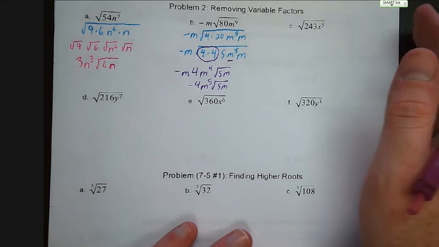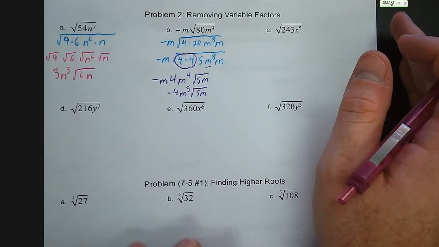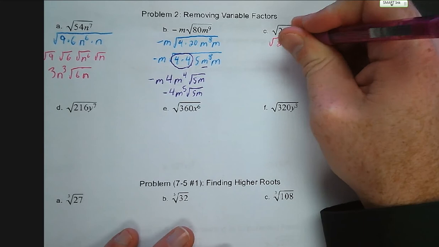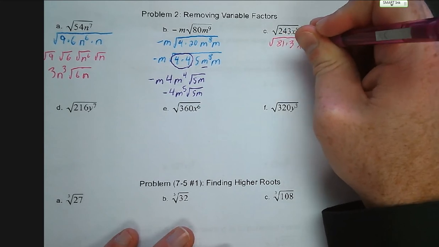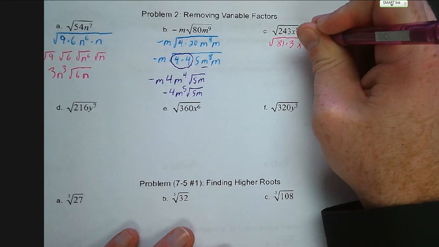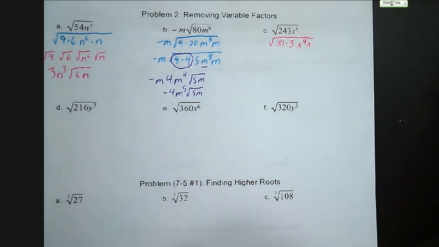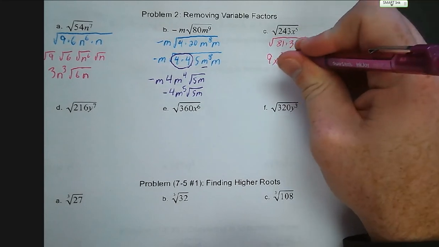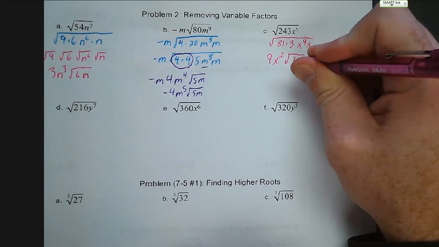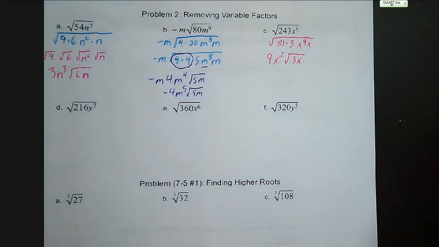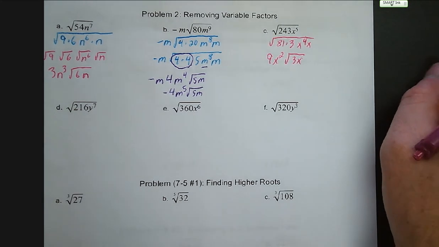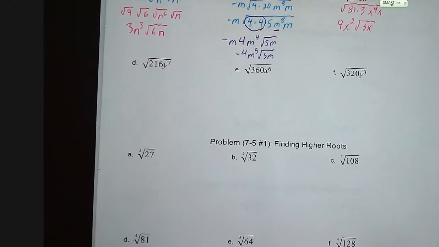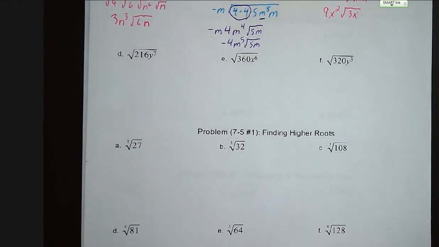Letter C, the square root of 243x to the 5th. We rewrite that as the square root of 81 times 3x to the 4th times x. And when we do that, square root of 81 is 9. Square root of x to the 4th is x squared times the square root of 3x. 9x squared times the square root of 3x. Okay. Why don't you try letters D, E, and F on your own, and then I will go over them.